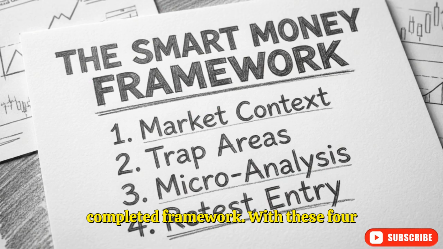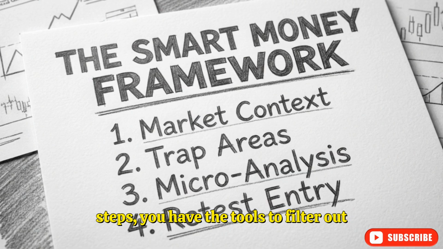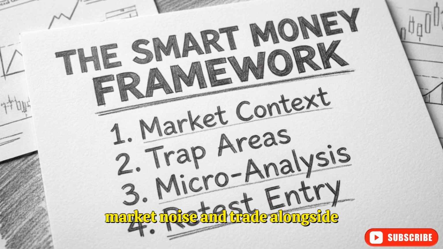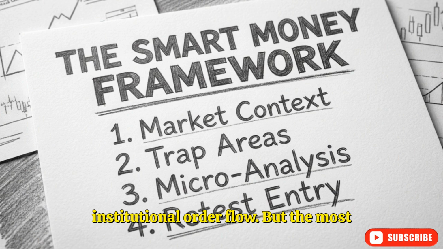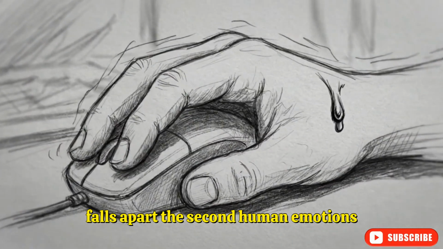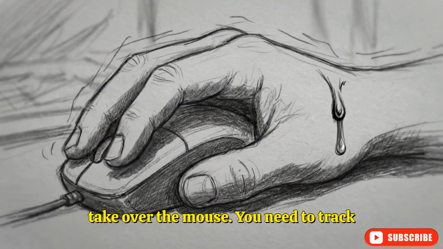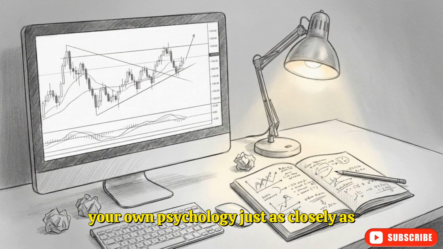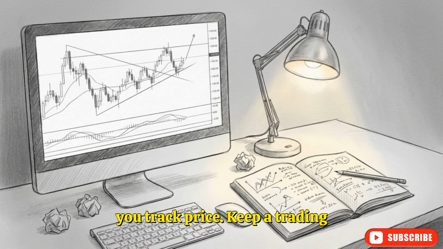Here is your completed framework. With these 4 steps, you have the tools to filter out market noise and trade alongside institutional order flow. But the most rigid mechanical system in the world falls apart the second human emotions take over the mouse. You need to track your own psychology just as closely as you track price action.